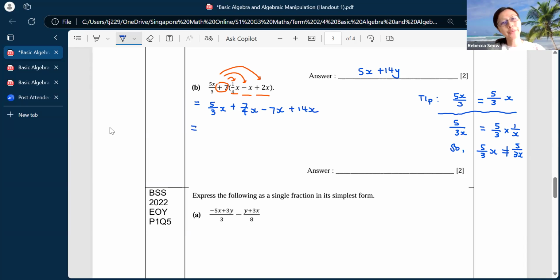Okay. Now you realize that each of these terms are actually x terms. So I am going to bring x out of it.